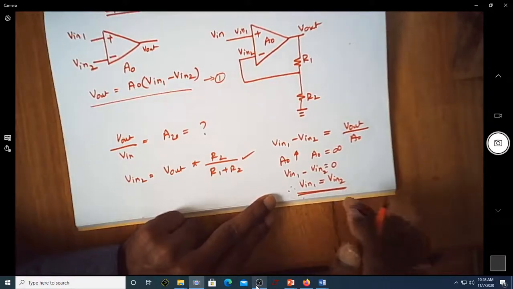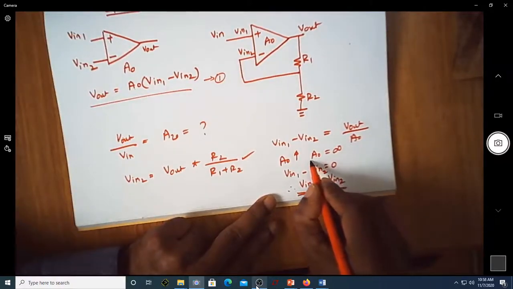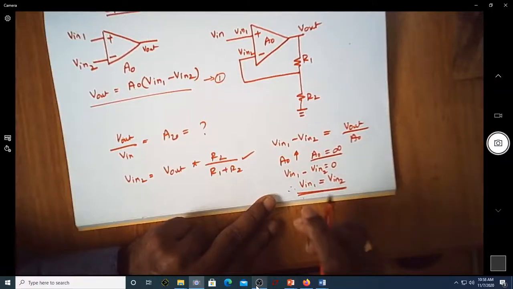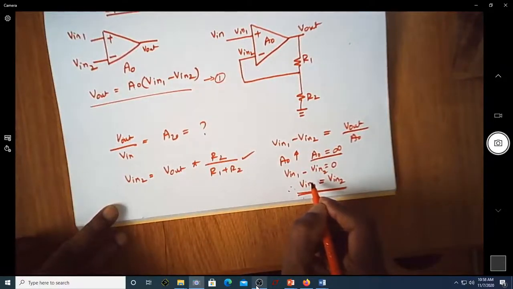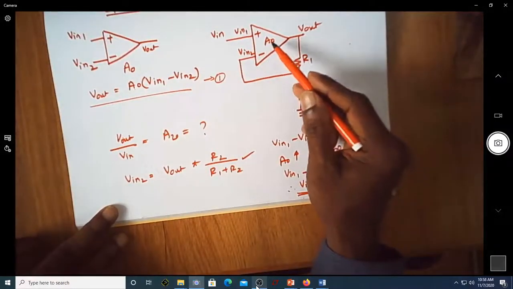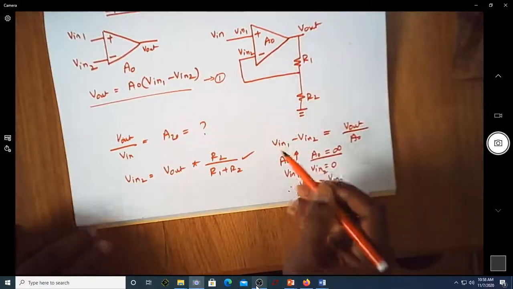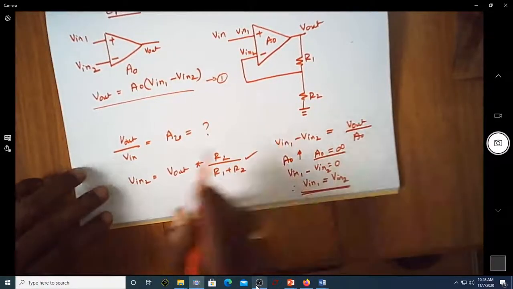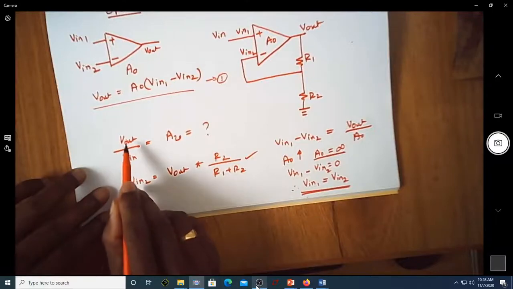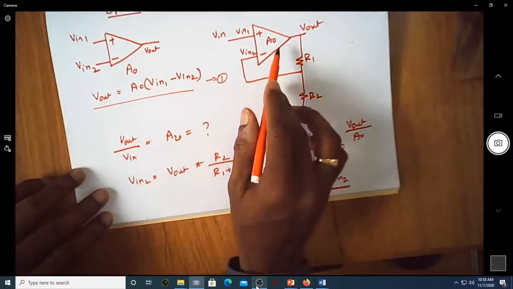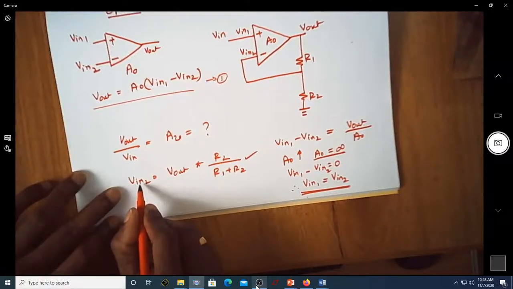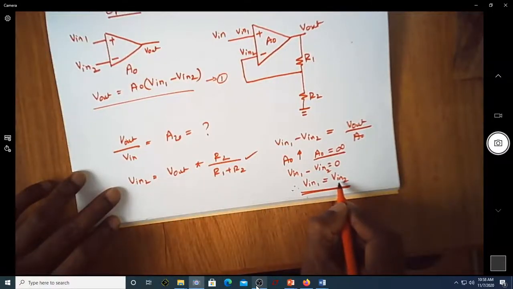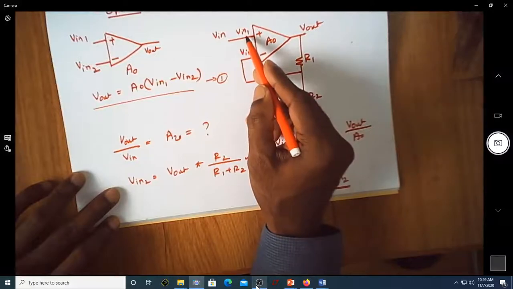So this is what we can write if you consider A0 to be infinite. If A0 is infinite, I can write V in 1 is equal to V in 2. So let me just use this approximation that the open loop gain of the amplifier is infinite. If you want to find the expression for V out by V in for an ideal amplifier with A0 as infinity, now can I write this V in 2 as V in 1?